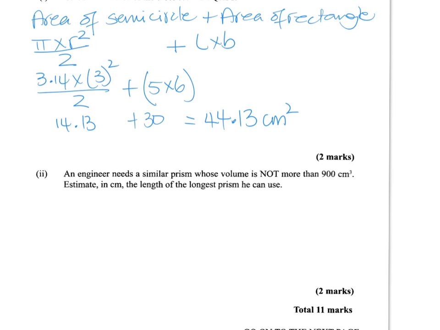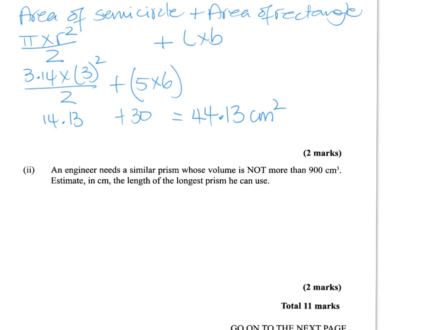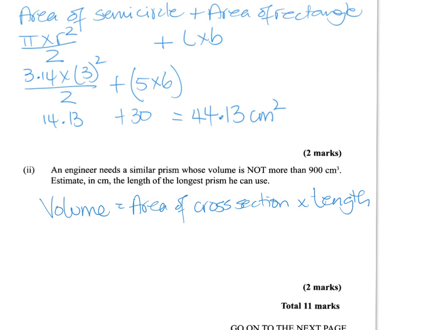An engineer needs a similar prism whose volume is not more than 900 centimeters cubed. Estimate in centimeters the length of the longest prism he can use. We know that the volume of a prism is the area of the cross section multiplied by the length. We want the volume to be 900 centimeters cubed, and the area of the cross section is 44.13. They are asking us to work out the longest one he can use, so we multiply by the length of the prism.